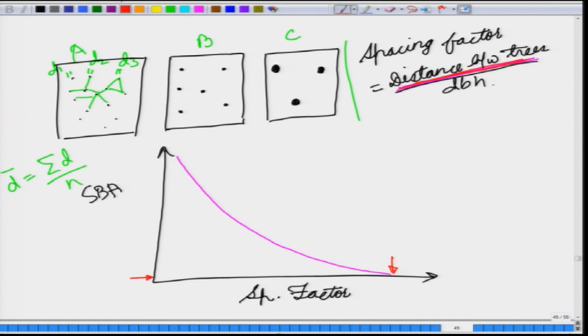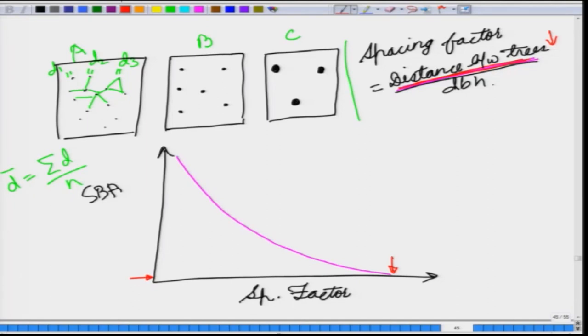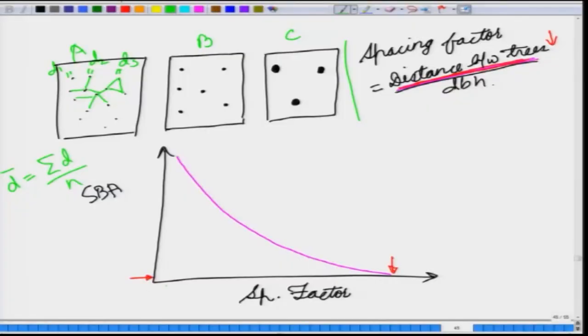Now, if your trees are close together, so you are reducing the distance between the trees, in that case you have much more crowding in your plot. Much more crowding means that you will have a greater stand basal area. So, with reduced distance between the trees, the spacing factor is less, but the stand basal area is more, and this is what we are seeing here. If your spacing factor is less, your stand basal area is more.